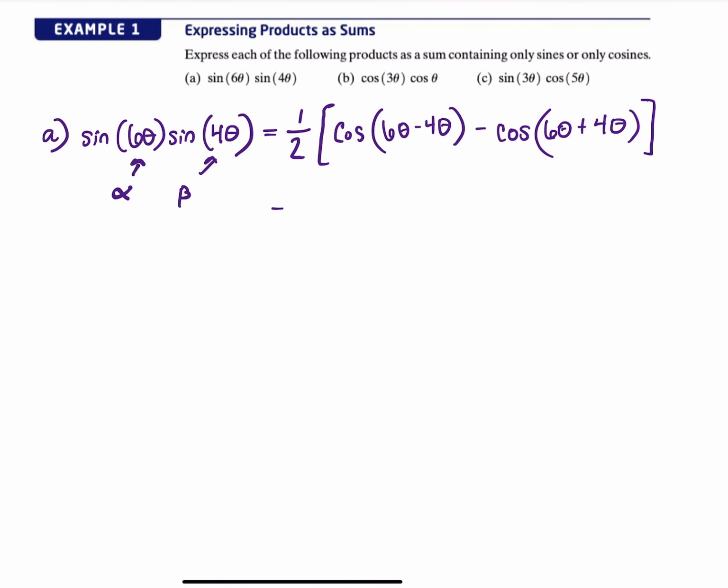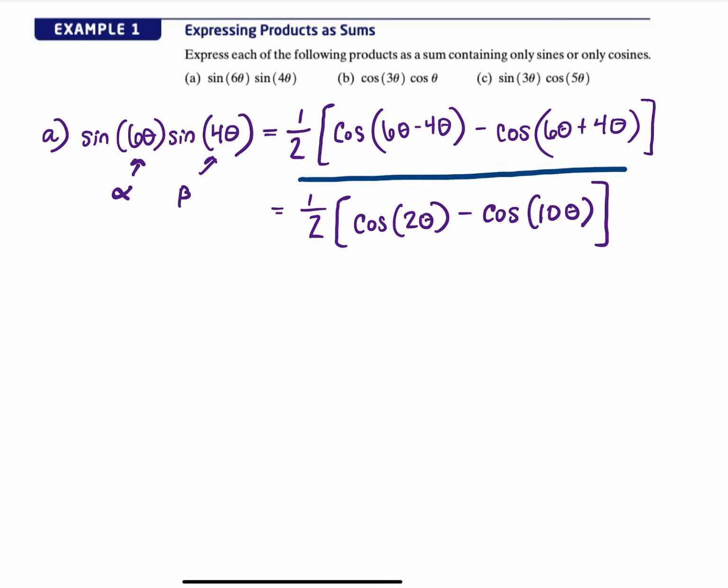So let's just simplify things. This will be 1/2 times the cosine of 2 theta minus the cosine of 10 theta. And that's all they're wanting here. They just want us to apply this formula. So we expressed this product of two trig functions as a sum. Technically, it's a difference here.